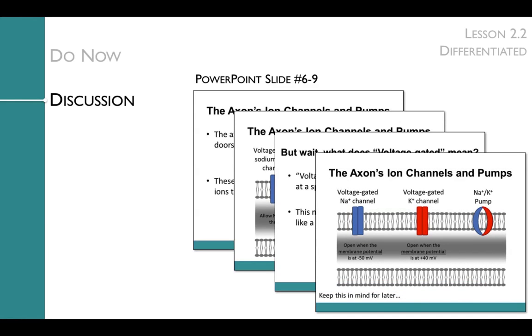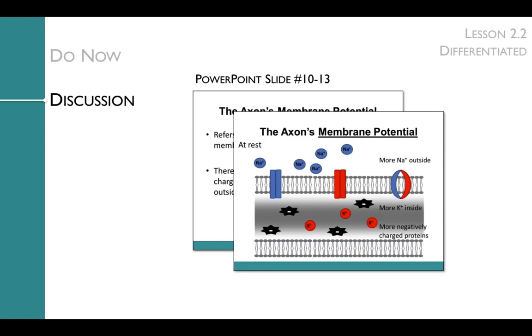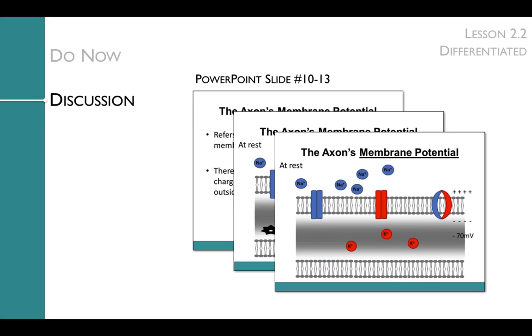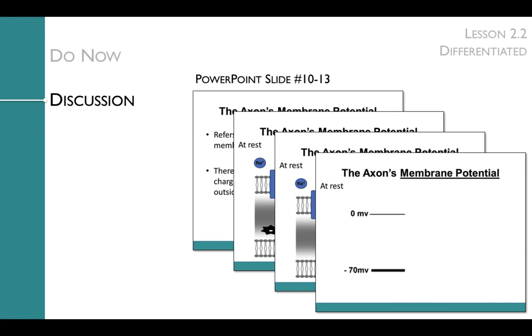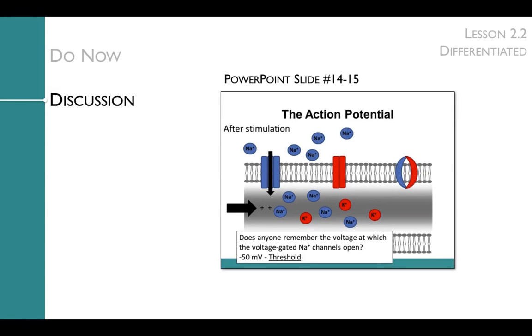To finish our introduction to the action potential, you'll also discuss the term membrane potential, which you'll do on slide number 10. You'll also discuss how the membrane potential is generated on slides 11 and 12, as well as how it appears on a graph on slide 13. The next section of the discussion describes the steps of the action potential by examining the movement of sodium and potassium ions into and out of the axon.